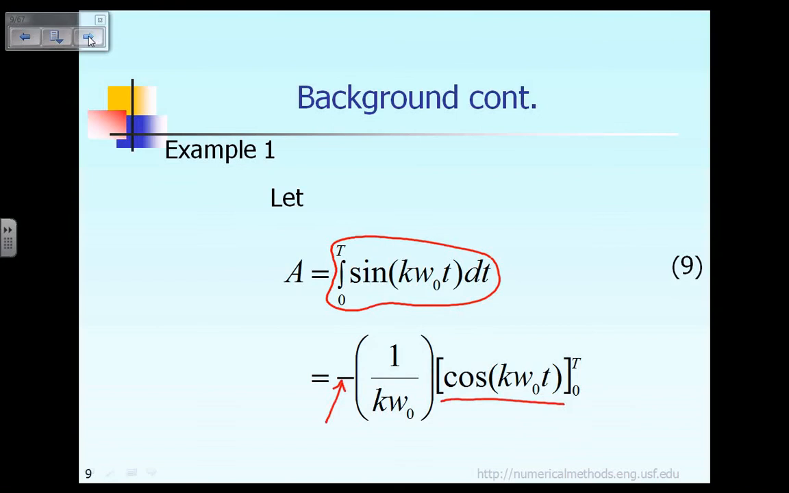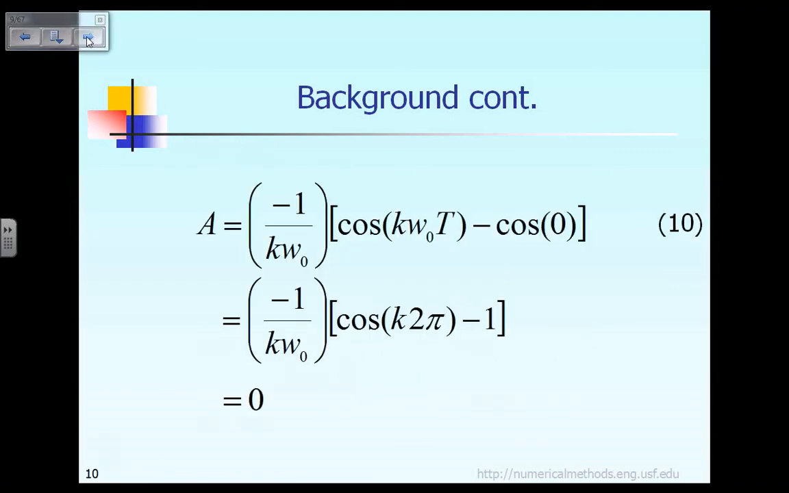Because of the chain rule, we have to multiply by the factor in front, which is 1 over k omega naught. After you find that integral, we have to evaluate between the upper limit, capital T, and the lower limit, 0. So if you substitute the upper limit and the lower limit, we can evaluate the value of A. This is what you got, equation 10.